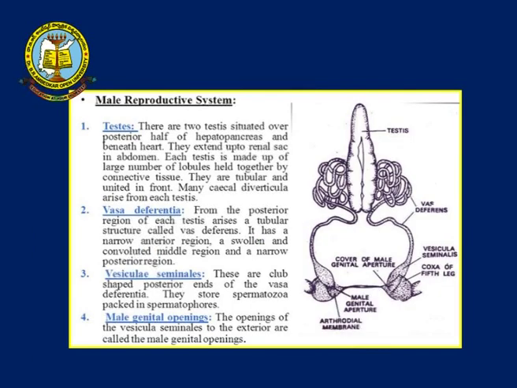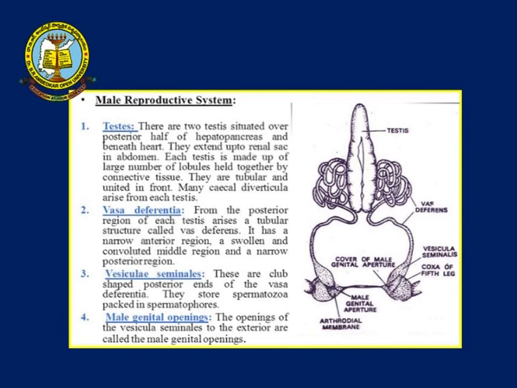Now, talking about the male reproductive system, it is made up of a pair of testes situated over the posterior half of the hepatopancreas and beneath the heart, and they extend up to the renal sac in the abdomen. Each testis is made up of a large number of lobules held together by connective tissue. They are tubular and united in the front, and many cecal diverticula arise on either side of the testis, which are also called vasa efferentia.